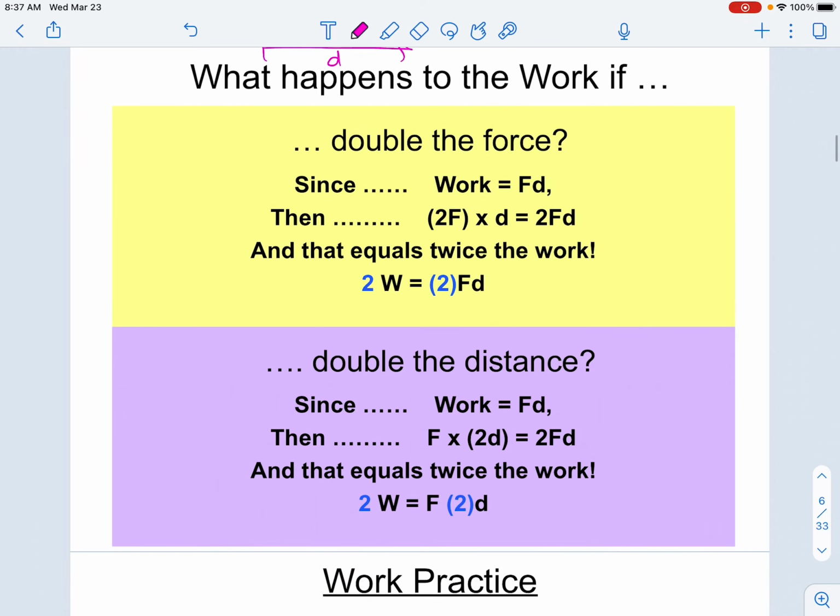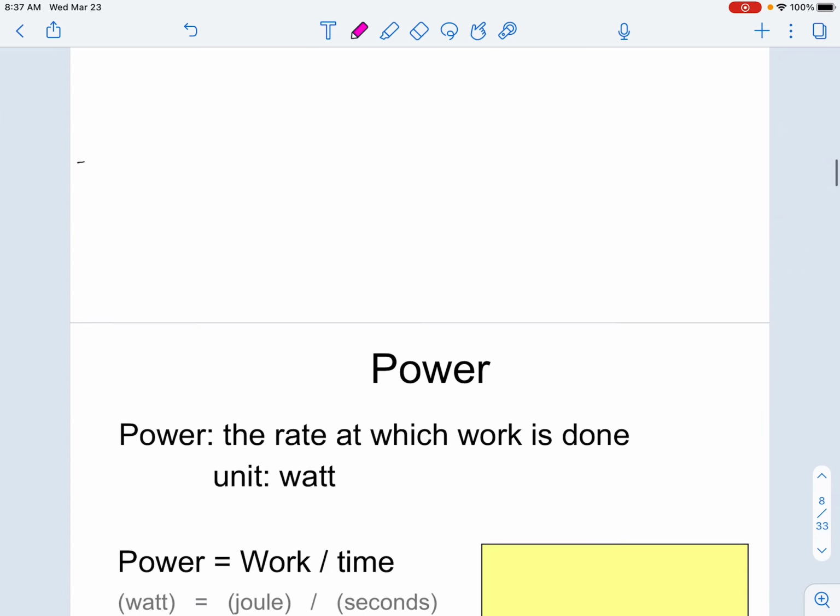All right, what happens to the work if we double the force? Work and force are directly related, so doubling the force will double the work. If we are being asked about work and distance, so I do work by pushing my object twice as far, well, again, work and distance are directly proportional, so doubling the distance will double my work.